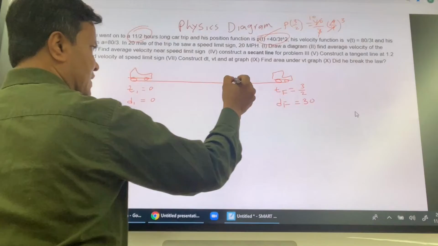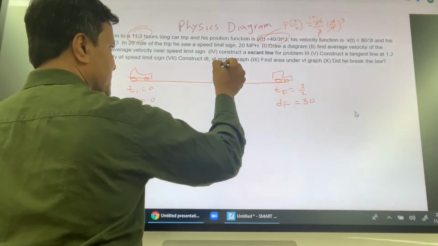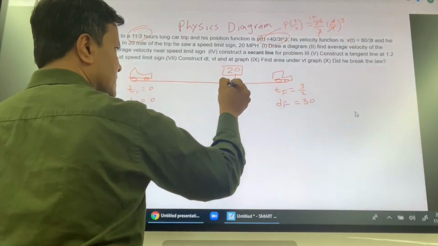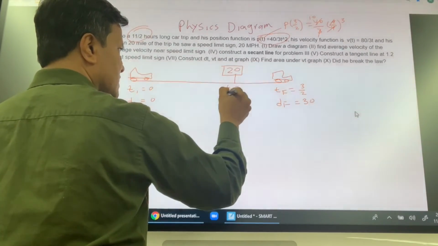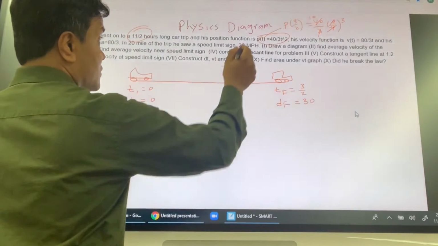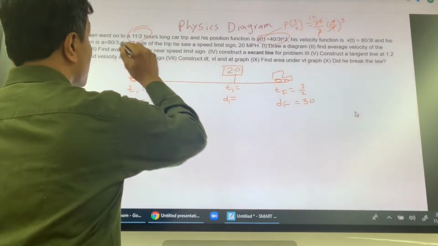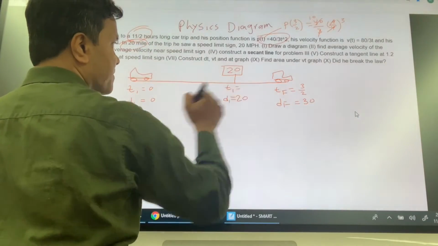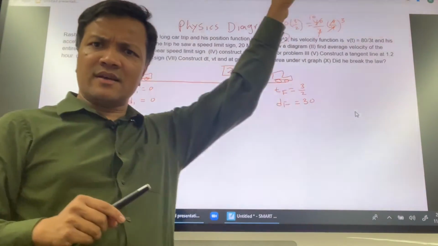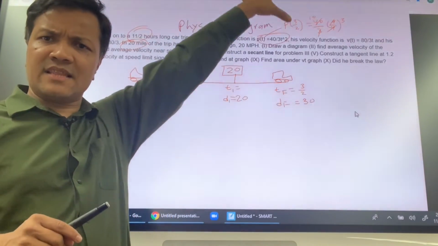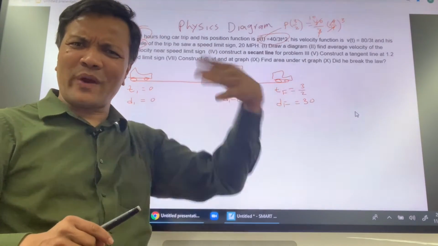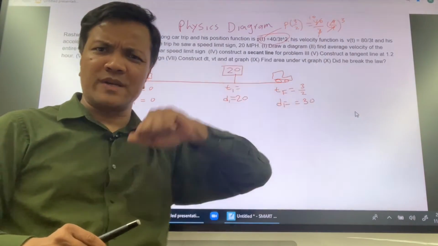Another interesting thing in this trip is the speed limit. This is 20 miles per hour at T1, and D1 is given in 20 miles. So 20. T1, we have to find by putting the position in the position function. We want to find the T1 when the distance is 20.